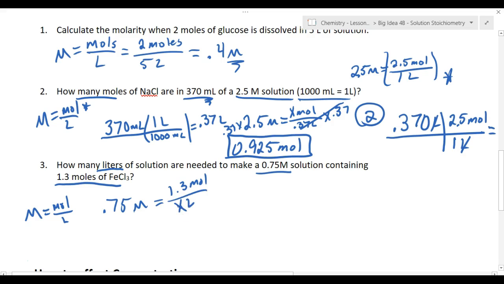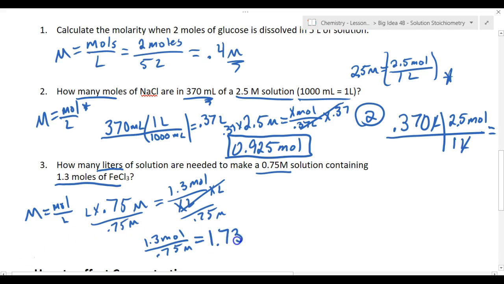So if we want to solve for this, we have to cross multiply both sides by X liters. That'll cancel that out. Then you divide both sides by 0.75 molarity. So you end up getting 1.3 moles divided by 0.75 molarity. And we solve and get 1.73 liters of solution. So that's our first way to do it, is using the equation.